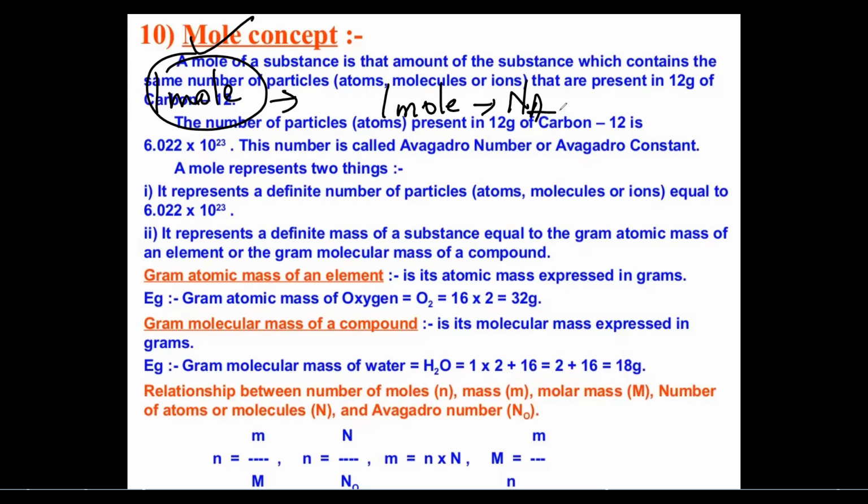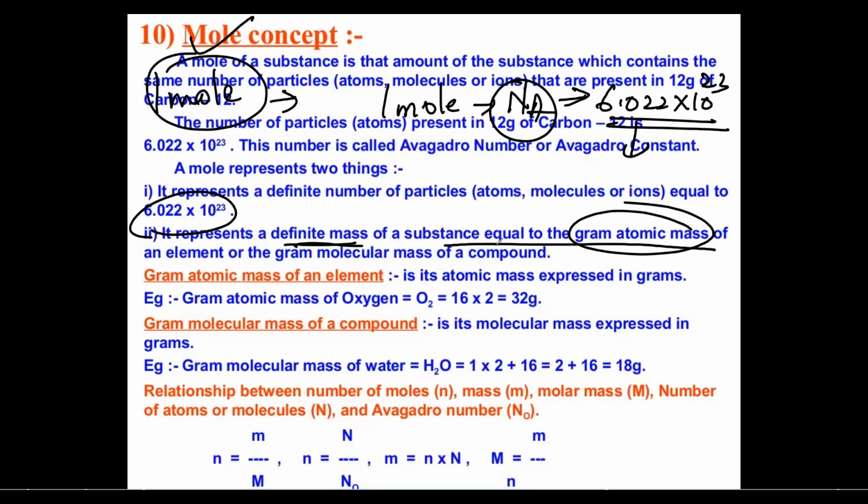1 mole is represented in terms of the Avogadro number. Just as 1 dozen represents 12 bananas, 1 mole of any substance is represented as NA, the Avogadro number, which is 6.022 x 10^23 atoms, molecules, or particles. This is known as Avogadro's constant. It represents a definite mass of a substance equal to the gram atomic mass of an element, or the gram molecular mass of a compound.